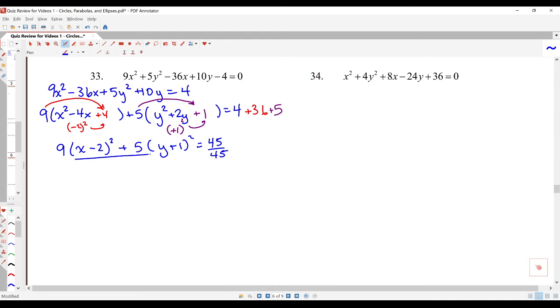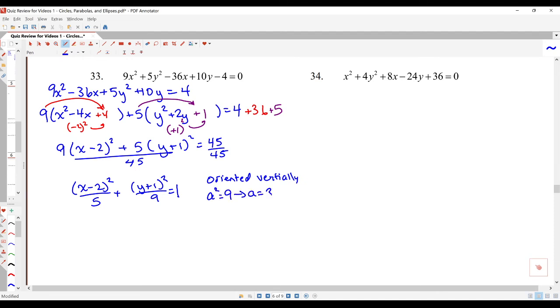Divide everything by 45 now. 9 over 45 simplifies to 5. 5 over 45 simplifies to a denominator of 9 equals 1. So larger number under the y, so we're oriented vertically with an a squared equal to 9. So a is 3. B squared equal to 5. So b is the square root of 5.